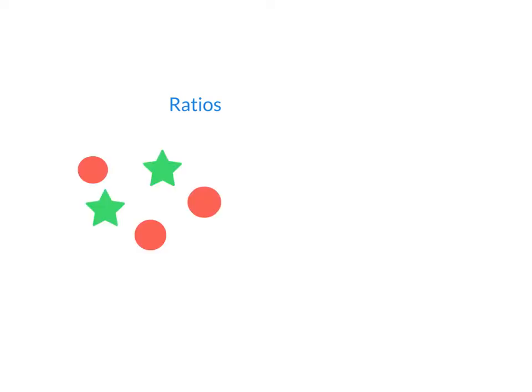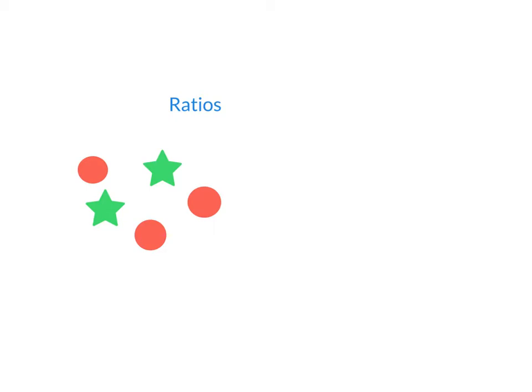In today's lesson, we'll talk about ratios. Ratios are ways to compare two different quantities of different items. So in this picture, we have 2 stars and 3 circles. So if I want to write a ratio, there are 3 different ways I can write it.